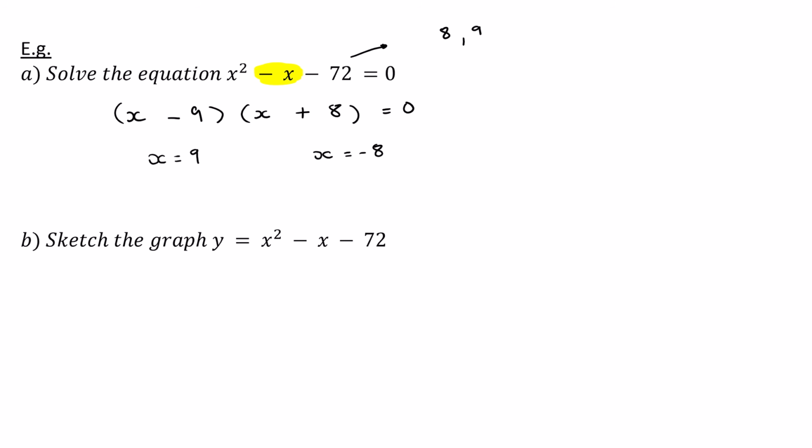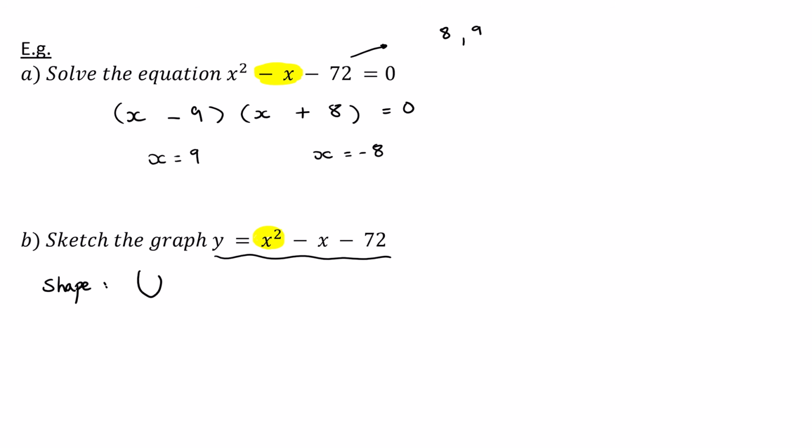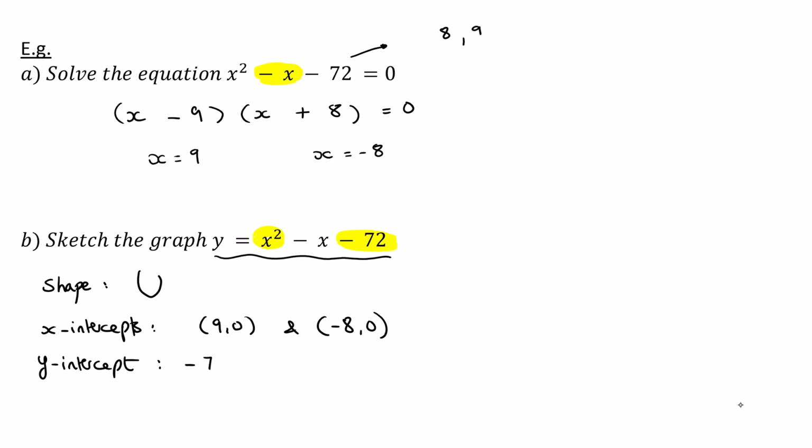So let's start to look at sketching the graph. What's the shape of the graph? That's always the first thing I ask myself. The shape, well, it's a positive quadratic because x squared is positive. So that means it's going to be a U shape. The x intercepts are 9, 0 and negative 8, 0. The y-intercept is that number on its own without an x. So it's negative 72. Or if I put it as a coordinate, I'll put 0 minus 72.